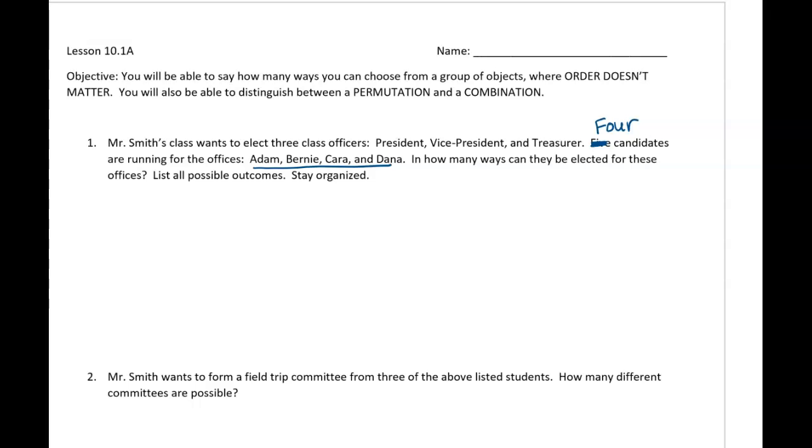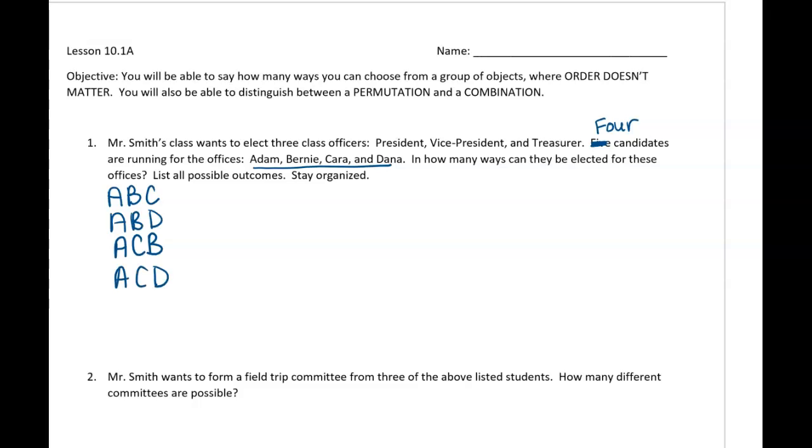So the key is order matters, because president, vice president, treasurer, if you get selected for president, that's different than being selected for vice president, right? So let's say president, vice president, and treasurer, it could be Adam, Bernie, and Kara, Adam, Bernie, and Dana, Adam, Kara, and Bernie, Adam, Kara, and Dana.